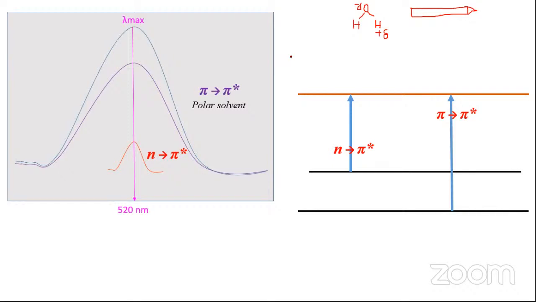Yes, sir. Right. So when we say polar solvent, consider water molecule. Is it an interacting solvent or a non-interacting solvent according to you? What gets dissolved in water easily?